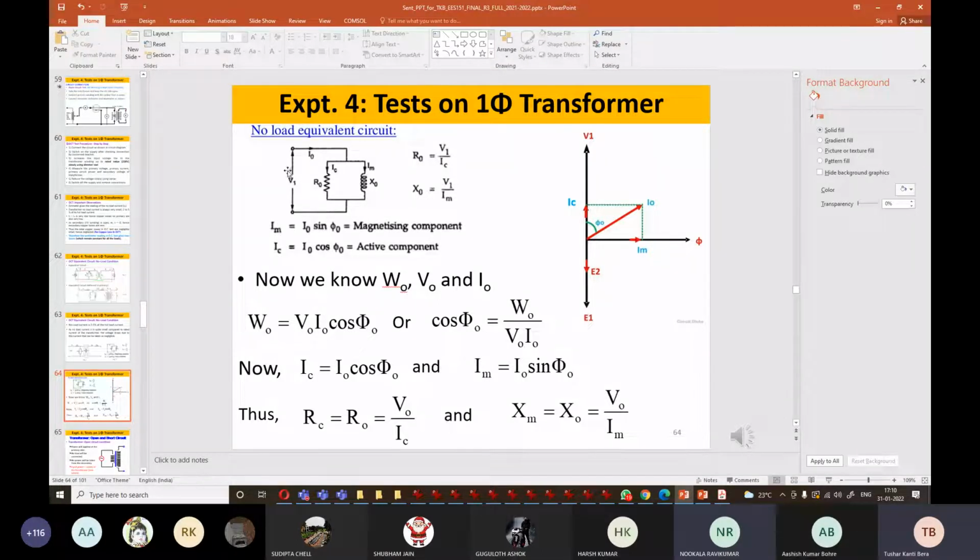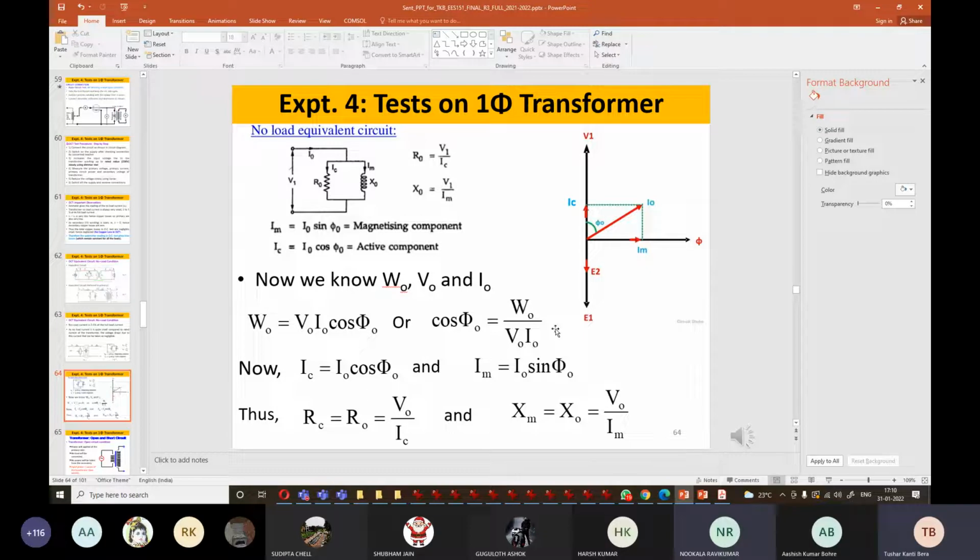Now we know the open circuit power consumed by the transformer. Voltage is the open circuit voltage. I0 is the current at the open circuit condition drawn by the primary. Now W0 is equal to V0 I0 cos phi 0. Cos phi 0 is called the no load power factor, and it can be calculated by dividing W0, that is the wattmeter reading, by V0 I0.